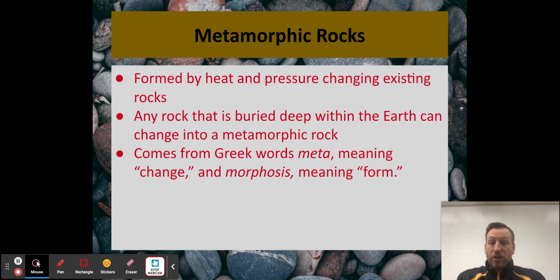The word metamorphic actually makes perfect sense of why they call it this, right? It comes from the Greek words meta, meaning change, and morphosis, meaning form: change form. And that's what a metamorphic rock does, right? It changes from one rock to another.